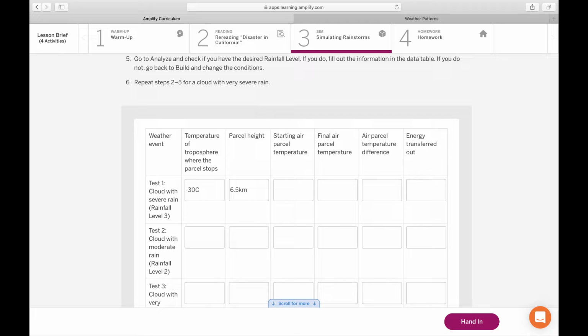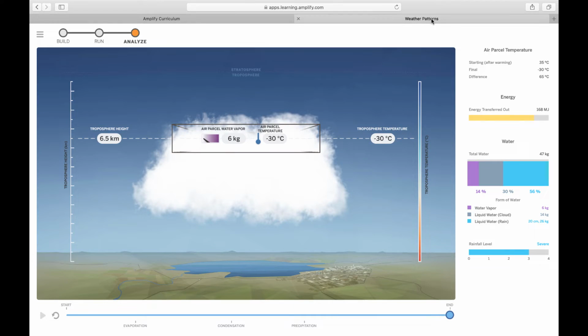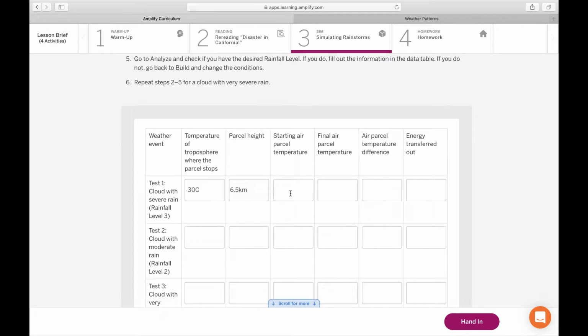It's about 4 or 5 miles up, about 20,000 feet. Air parcel, and that's estimating. The starting air parcel. So when we ran the sim, our starting air parcel started at 35 degrees Celsius. So we're going to write that, 35 degrees Celsius. And our final, well, we can look it up, or we can learn that, remember, it reaches the same temperature when it gets to the top, when it reaches equilibrium. So it's going to be -30 degrees Celsius.